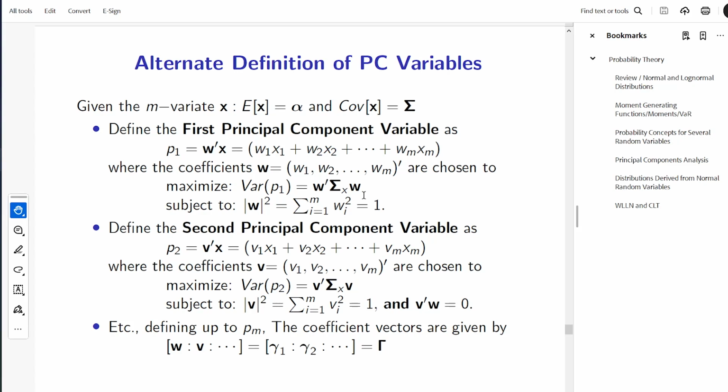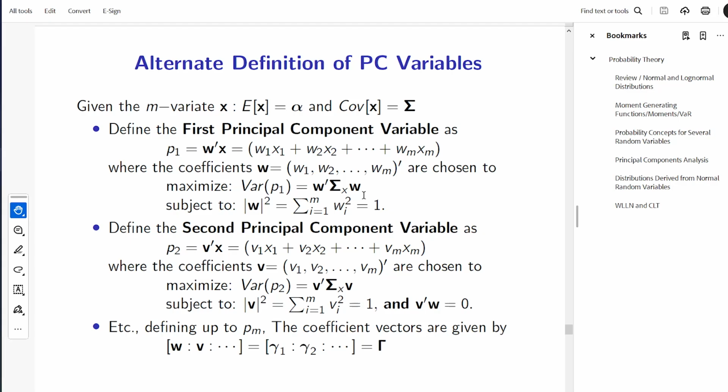All right, well, with principal component variables, it's important to understand that there are alternative ways of deriving or defining principal component variables. One is to define the first principal component variable to be the linear combination defined by weights W1 through Wm that maximize the variance of that weighted sum subject to the sum of squares of the weights equaling 1. So we're looking at a unit vector W and trying to find the vector W that maximizes the variance of the linear combination in that direction.